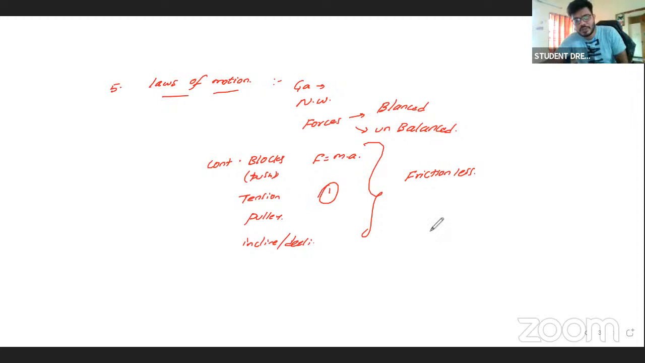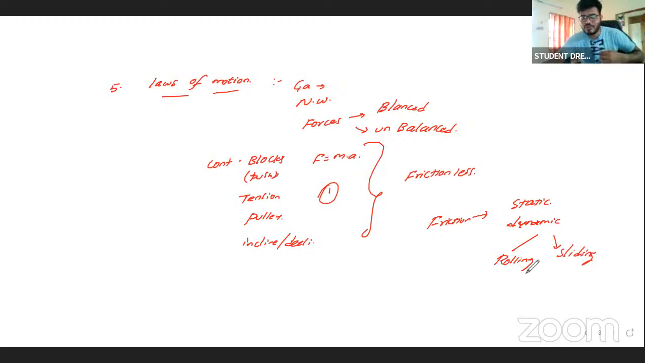And when we look at friction-based questions, there are 3 types of friction. One is static friction and the second is dynamic friction. Dynamic friction again splits into 2 types: rolling friction and sliding friction. How friction acts in relation to rolling and sliding is very important. So from friction we can expect one question.